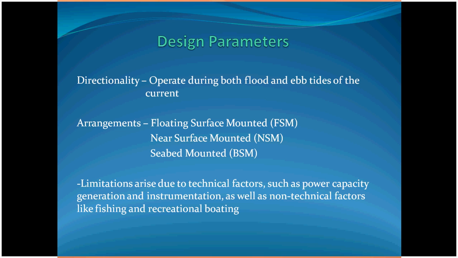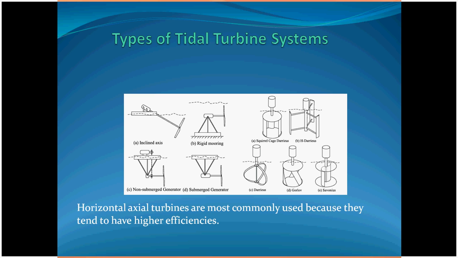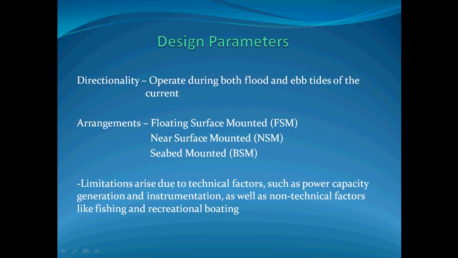The next are the various arrangements you can make. Now here I've mentioned three. There's the floating surface mounted, the near surface mounted, and the seabed mounted. In the previous slide, we can see that some of these are along the seabed, and some of these are near the surface. Now there are various reasons for that, and most of these reasons arise from limitations due to technical factors, such as power capacity generation and instrumentation. Also, they can occur for other reasons, such as fishing and recreational boating.